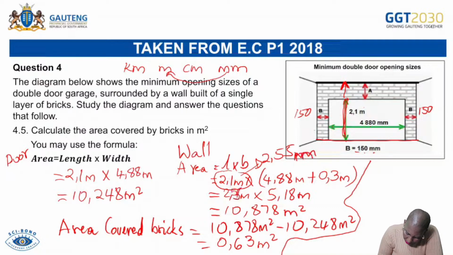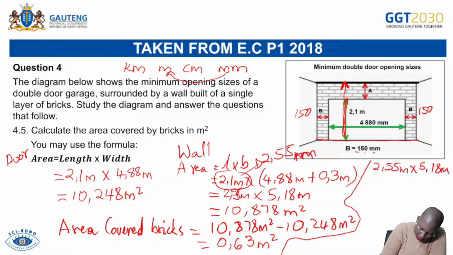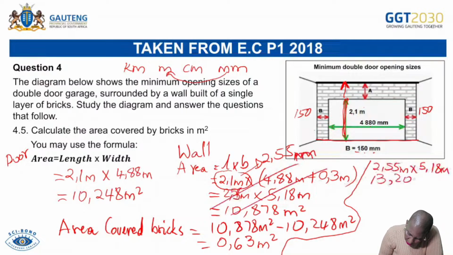So our area for the wall will be 2,55 meters multiplied by 5,18 meters. Let's quickly do it, and then we scrap out this one. It will be 2,55 multiplied by 5,18. Yeah, it is 13,209.